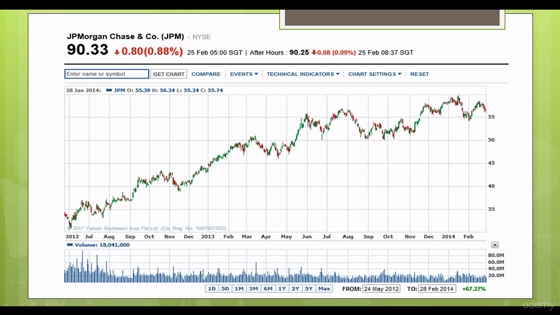So if you had put in $10,000 and bought JP Morgan, at the end of this uptrend, you would have almost $20,000. Now would it be great if you could spot a strong trend before it develops, or as it is developing, and get in and ride the trend? Well, in order to do that, let's first take a look on how to define a trend.